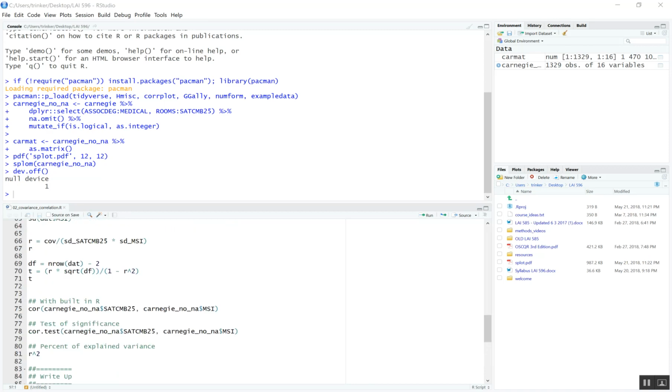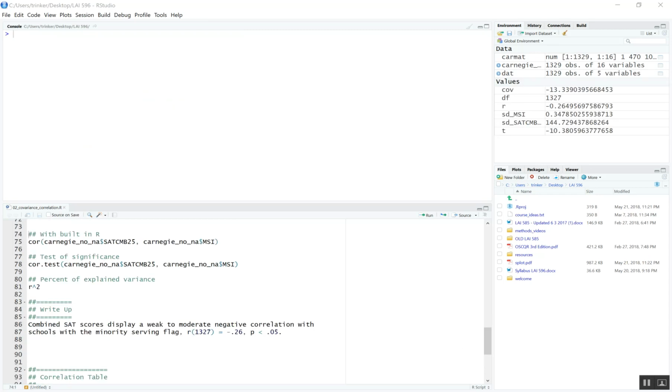I do want to get back to something that I missed up above that I want to talk about, and that is interpretation of correlations, Pearson correlations, the r, that is. You can take the r, and if you square that value, this gives you the proportion of explained variance in Y from X. So we can say that 7% of the variability in SAT scores in the dataset is accounted for by schools with MSI flags on them.